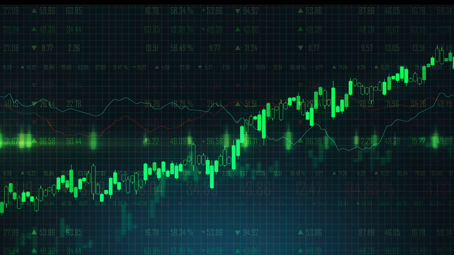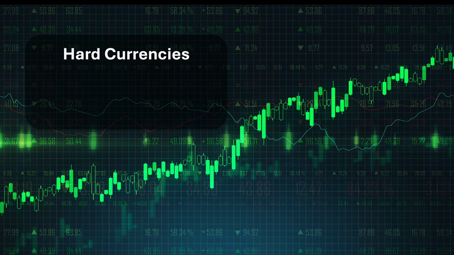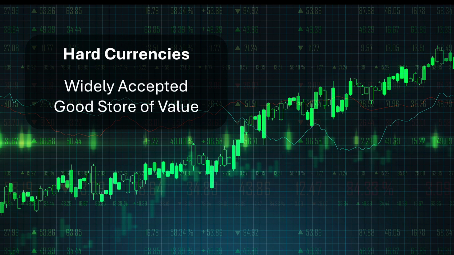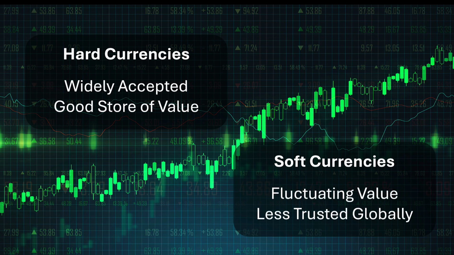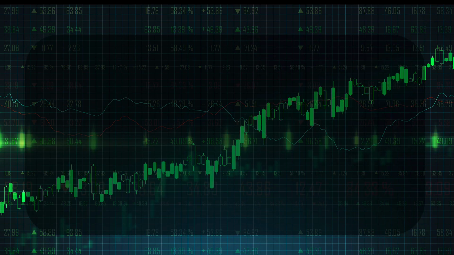Currencies are also sometimes classified as being hard or soft. Hard currencies, like the US dollar, the euro, the pound, and the yen, are widely accepted, hold their value well, and are used for most international transactions. Soft currencies, by contrast, tend to fluctuate more and are less trusted globally. Countries hold foreign exchange reserves, usually in hard currencies, to pay for international transactions, to service debt, and to hedge against future uncertainty. These reserves also reflect global power dynamics.